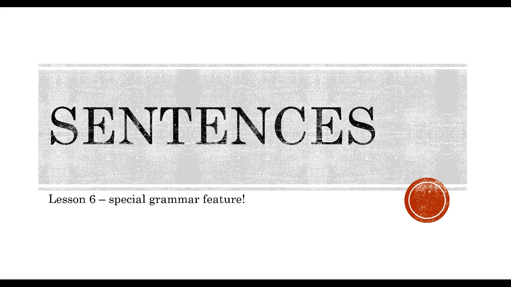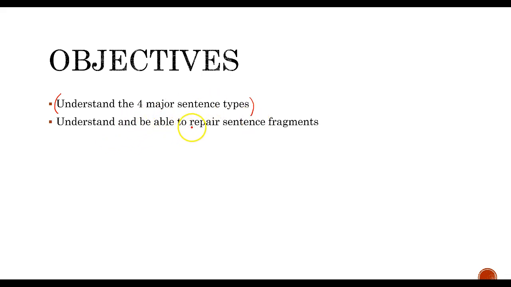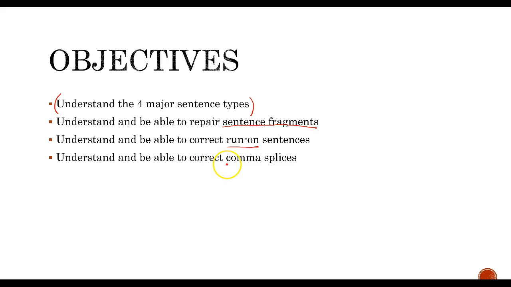But in this grammar lesson, we're going to be talking about sentences. So there's 5 objectives for this lesson. The first one is, understand the 4 major types of sentences: simple, compound, complex, and compound complex sentences. Understand and be able to repair sentence fragments, one of the most egregious sentence errors that there is. Understand and be able to correct run-on sentences. Understand and be able to correct comma splices.